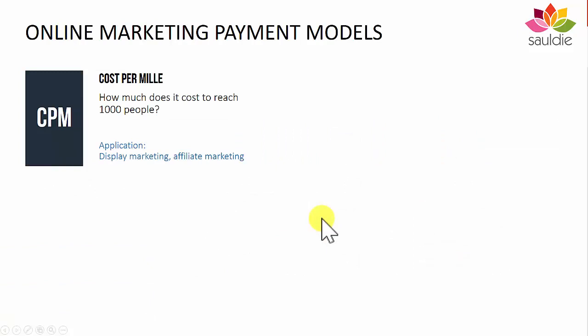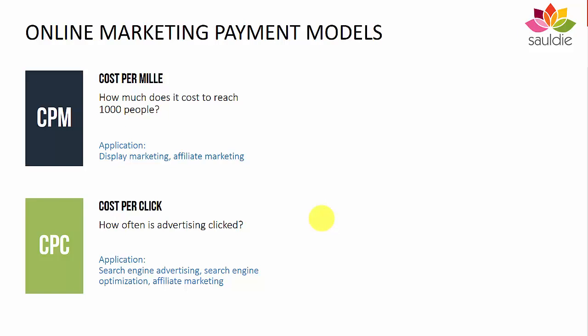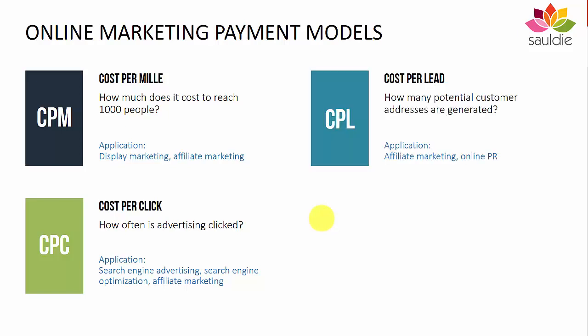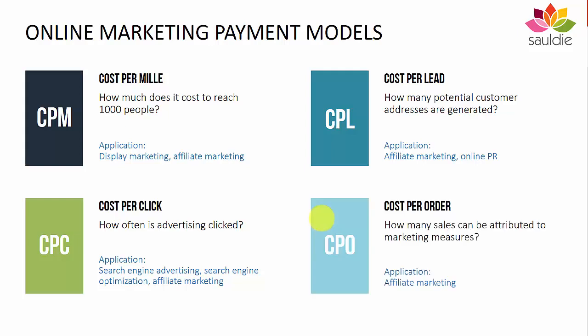So when we're talking about payment models, especially for digital leadership, it's important to understand the terms. Cost per mil: how much does it cost to reach 1,000 people? Very often used in affiliate marketing. Then there is cost per click: how often is advertising clicked? And cost per lead: how many potential customer addresses are generated? This is, for example, for online PR or newsletters. And cost per order: how many sales can be attributed to marketing measures? That's very easily done in affiliate marketing, because we can measure who sold how much in which time.